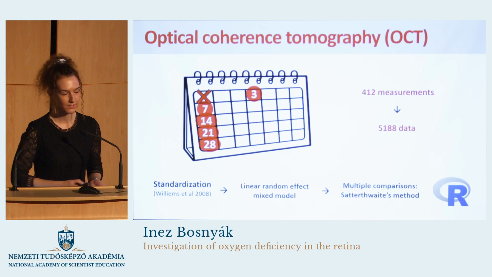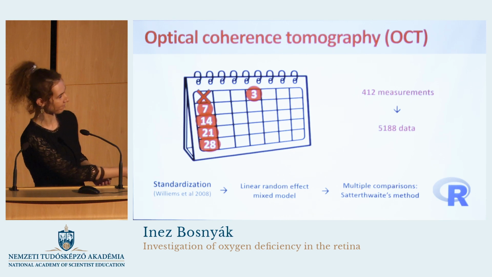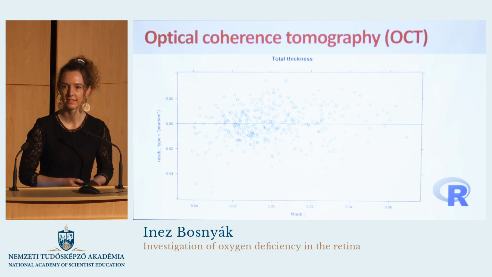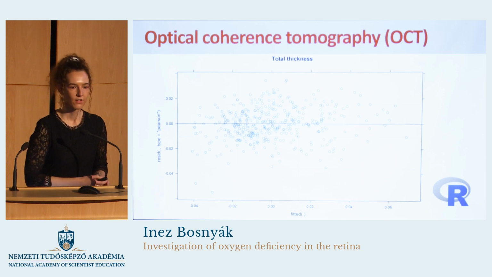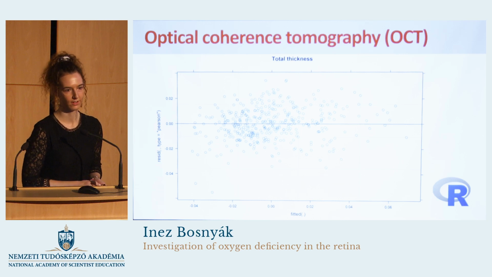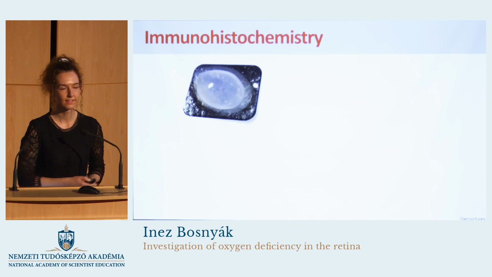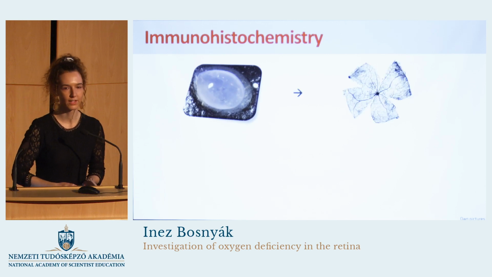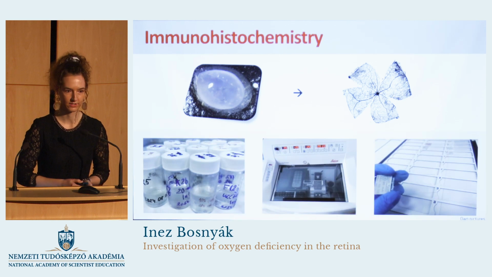After taking the snapshots, a complex standardization method was performed, and the linear random effect mixed model was used as statistical analysis. This is just for validating our method, and you can see that the individual values distribute randomly around the horizontal line, which means that we can use our model for further analysis. 28 days later, all retinas were isolated, and immunohistochemistry was performed together with other molecular methods on whole mount retinas and on cross sections. You can see the steps of our procedure in these pictures.